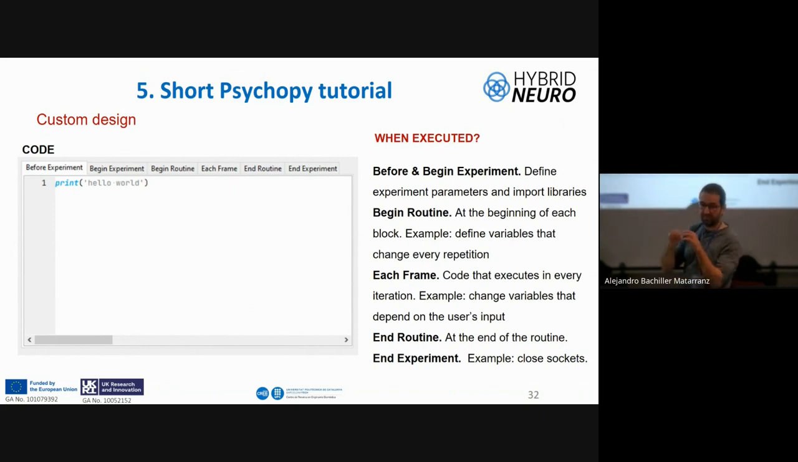Begin routine, each frame, so each trial, end of the routine and end of the experiment. For example, each time an image appears, give a synchronization to the EEG equipment to know the exact timing of this image. In this case, it's necessary to perform some operation on each frame, to open the serial port in order to communicate between the equipments. We perform this before the experiment. We open the ports, then we define some dictionaries, and then each frame sends.